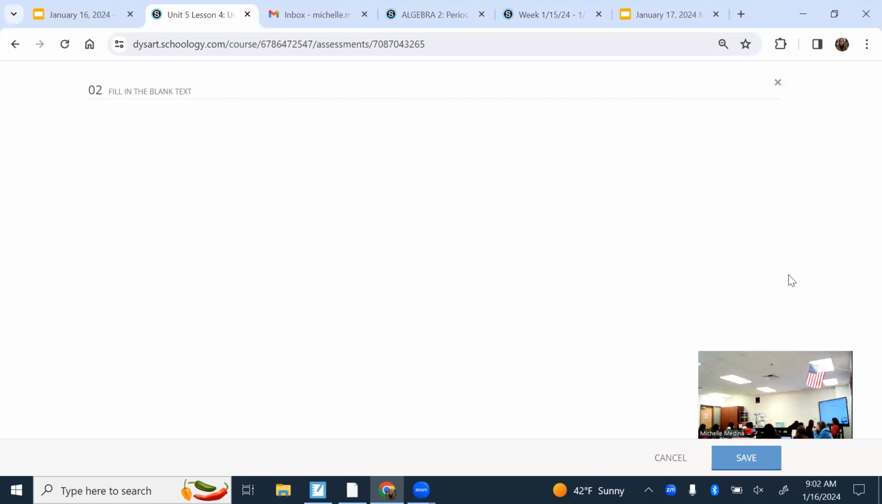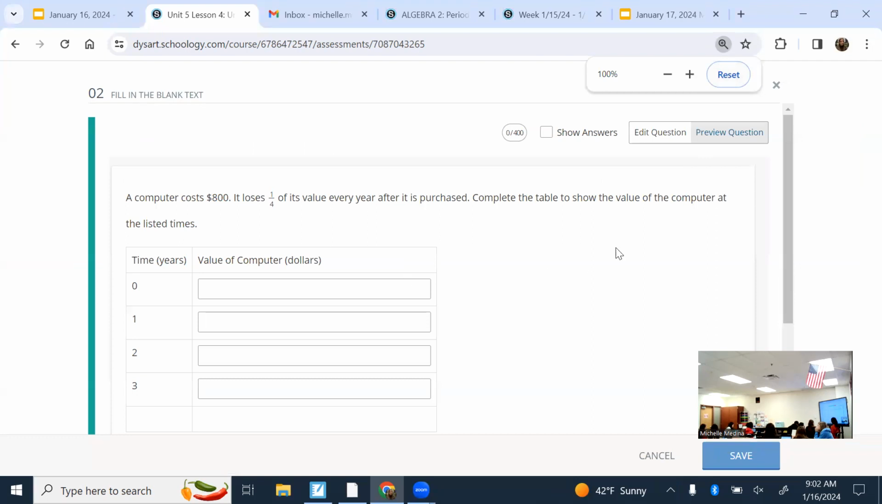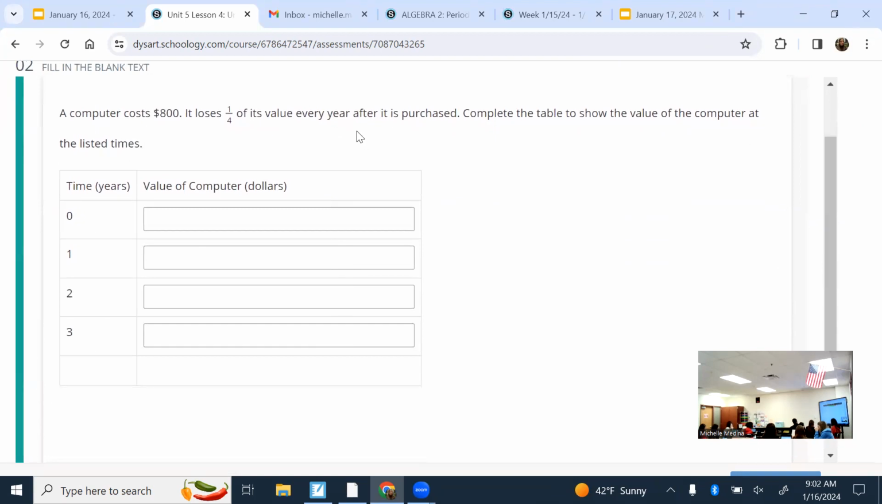Okay. So a computer costs $800. It loses a fourth of its value every year after it is purchased. Complete the table to show the value of the computer at the listed times. So when we're filling out a table, the X's tell you the time in years, and they usually follow a simple pattern, like 0, 1, 2, 3. Occasionally it does jump numbers, so pay attention to that should it occur.